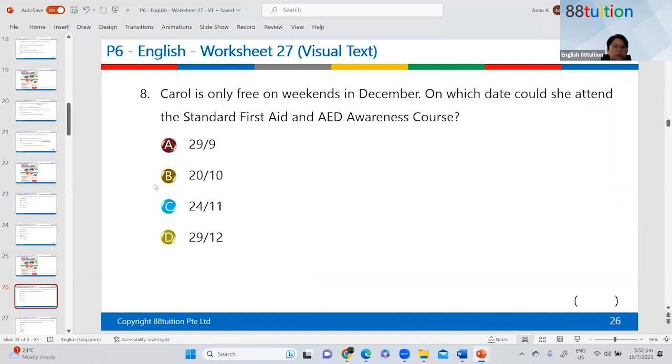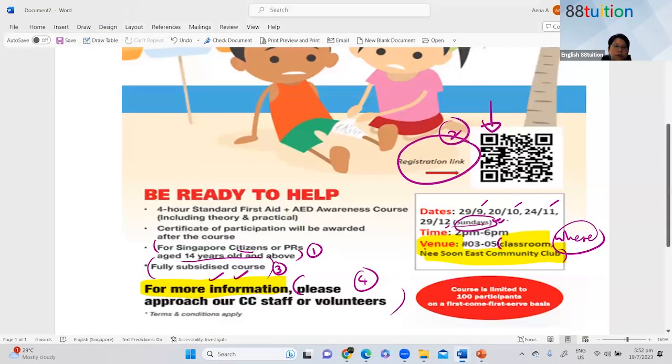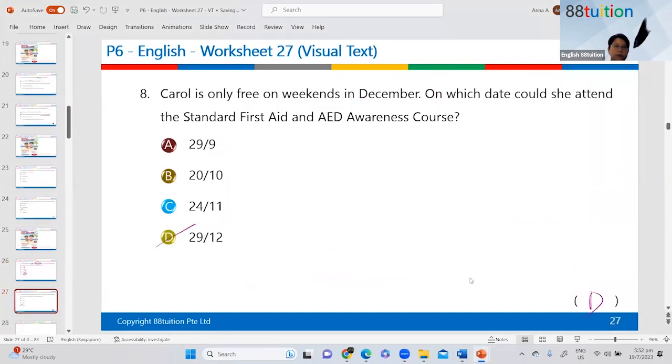Carol is only free on weekends in December. On which date should she attend the standard first aid and AED course? So December. So you know this is out September, October, November, and then this is December. So it's very clear-cut answer, right? So the clear-cut answer, if you go back here, is 29/12. All right. So we go back here. Your answer is this. Is it okay?